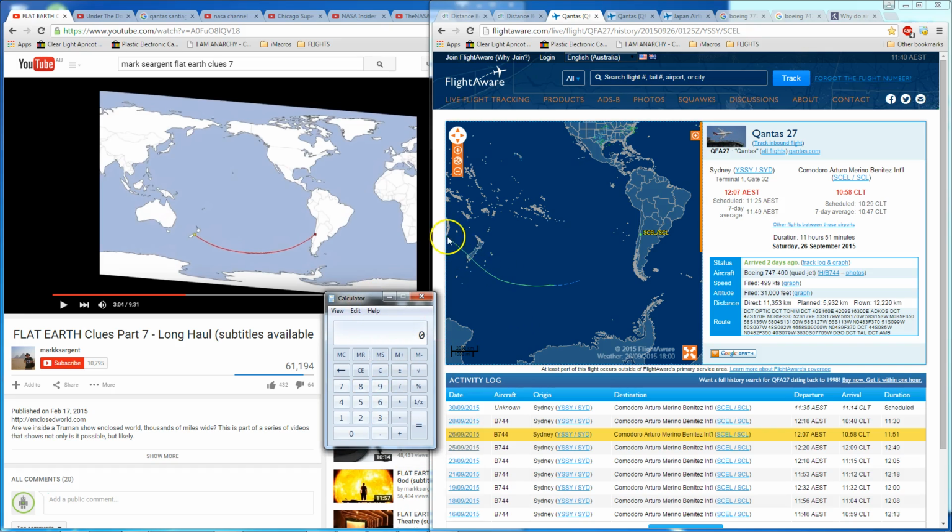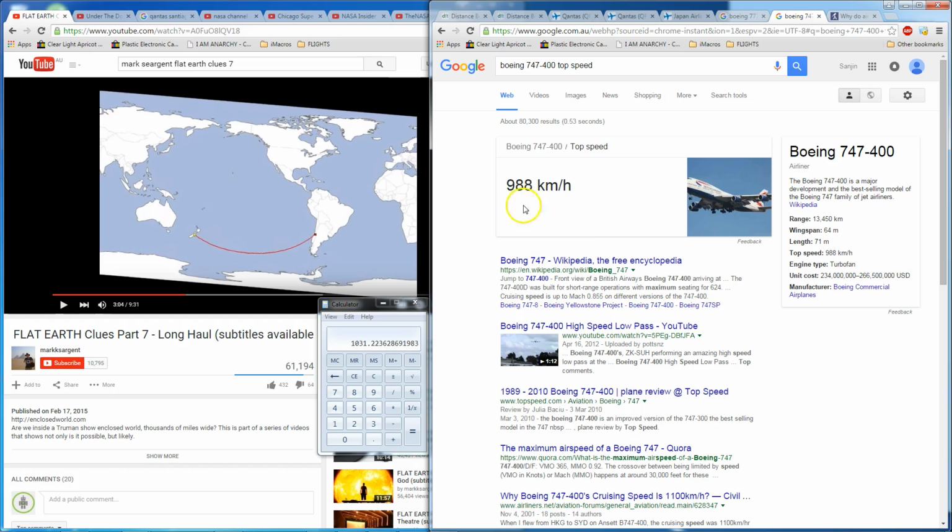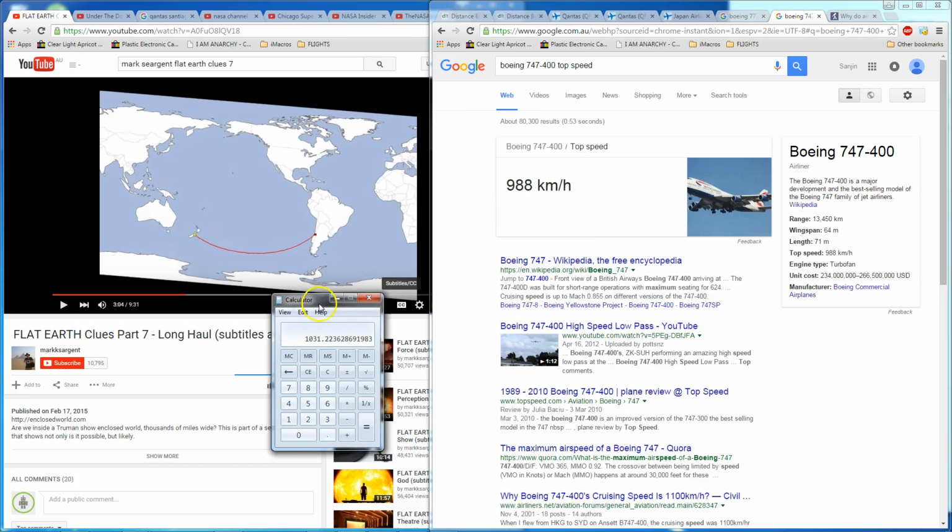One more thing I'd like to mention is that if you live in the Southern Hemisphere, you are familiar with these westerly winds, which means when you fly from east to west, you get a bit of help from the wind. So if this flight has flown 12,200 kilometers in 11 hours, 51 minutes, which is like 11.85 hours, it's flown at 1,031 kilometers per hour, and if you take a Boeing 747, its top speed is 988. With the wind at its back, 1,031 makes perfect sense.